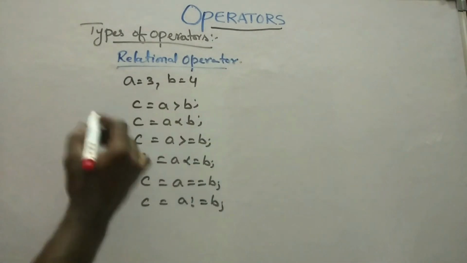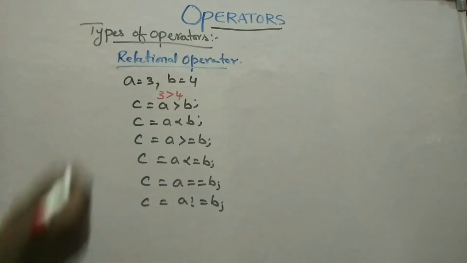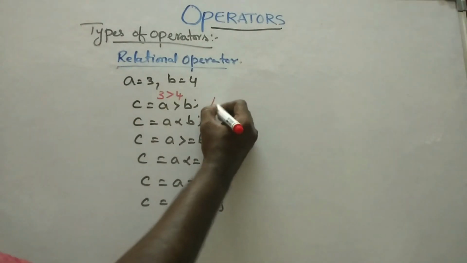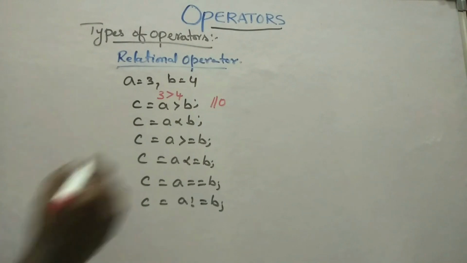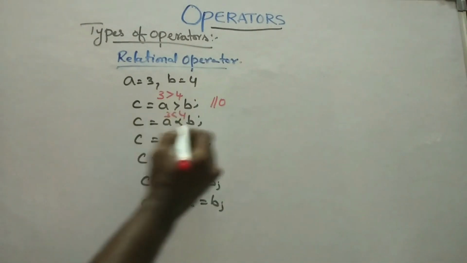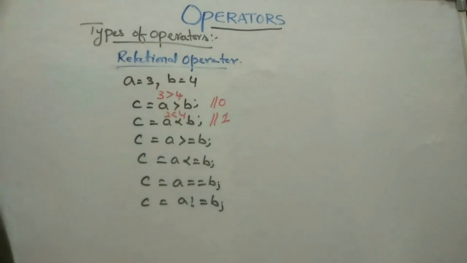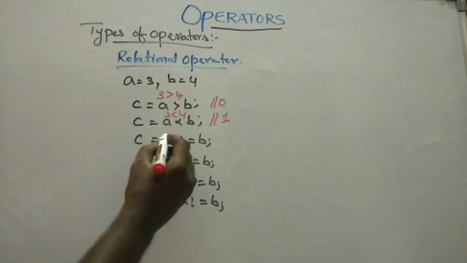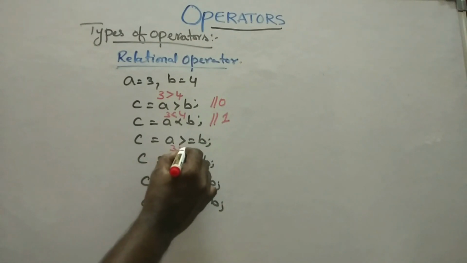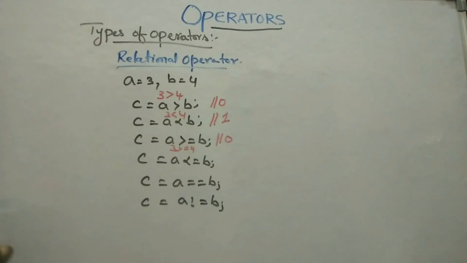Now what is the result of the first one? A greater than B. What is the value of A? A value is 3. 3 greater than 4 is false. False means what output do you get? 0. Right? A less than B. That means 3 is less than 4. Now it is true. True means we get the output as 1. Now A is greater than or equal to B. 3 is greater than or equal to 4 is also false. Then the output is 0.